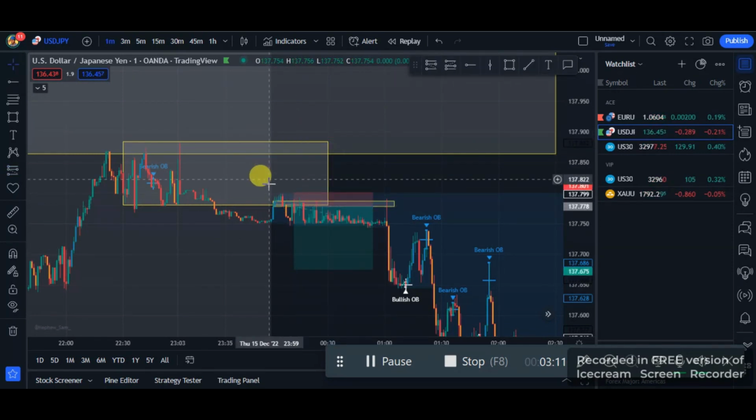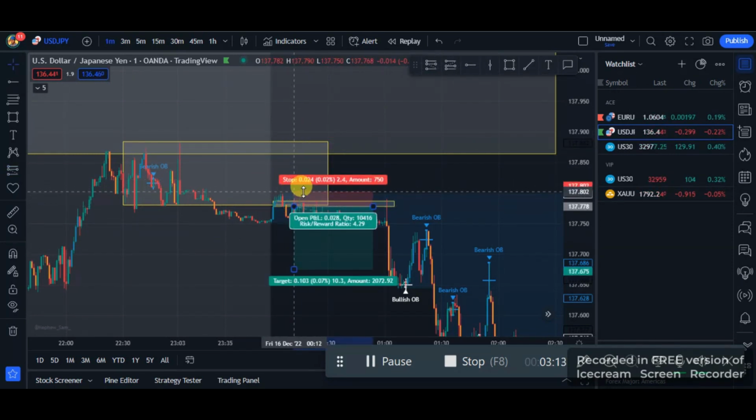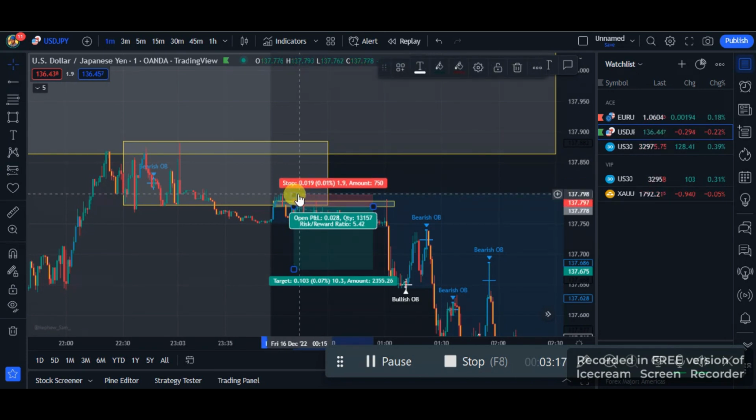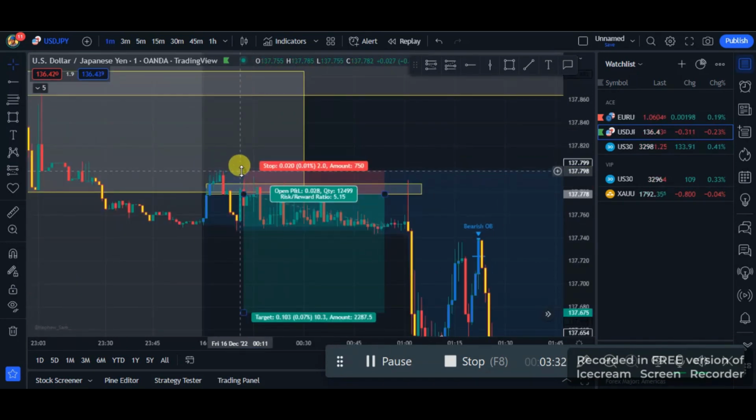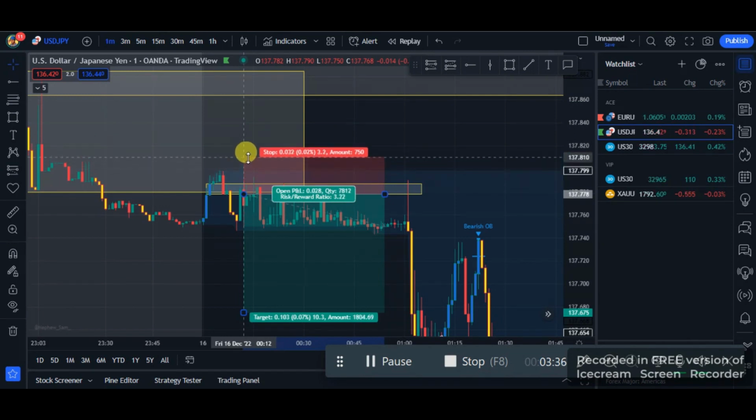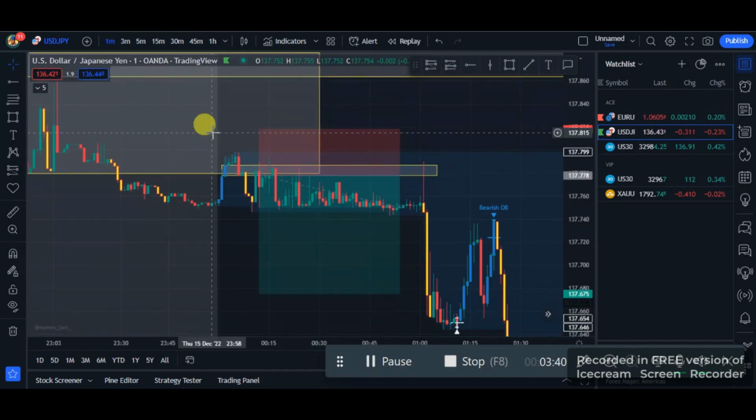Also for the stop loss, you want to put your stop loss above the highs. This is the highest point price went to before the order block showed up. So your stop loss will be 2 times this value. All right, so this is 20 pips, so you want to make it 40. This is 40 pips for your stop loss.